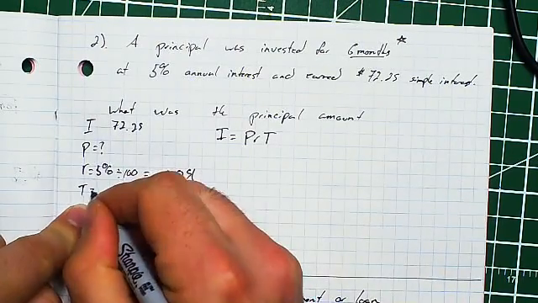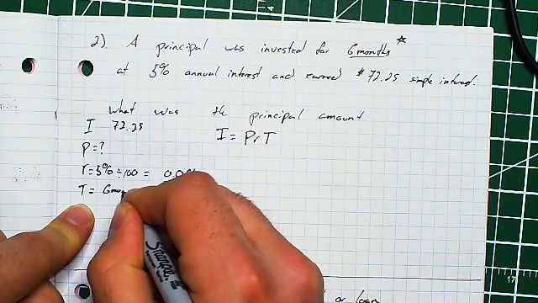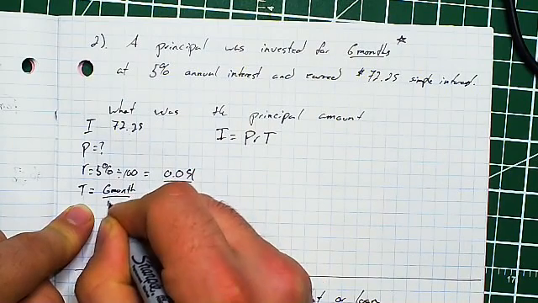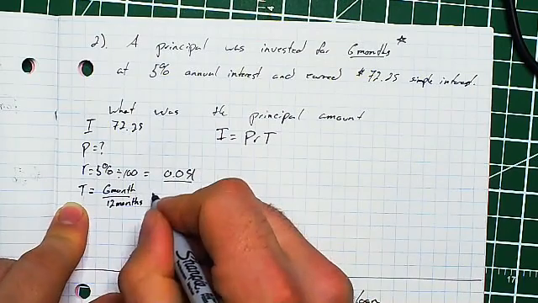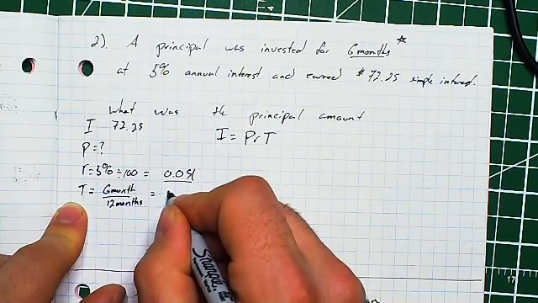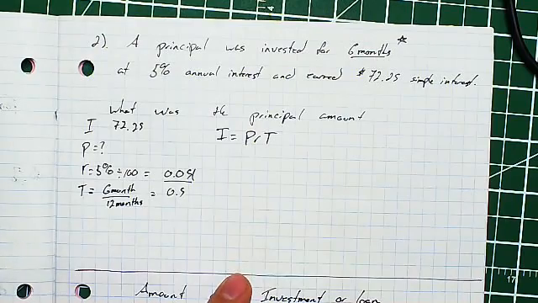The time is a bit tricky because time is always dealt with in years, and we're given 6 months. So we're going to go 6 months, and we know that in 1 year, there's 12 months. So really the time ratio we're going to deal with is actually a half, which is really 0.5.